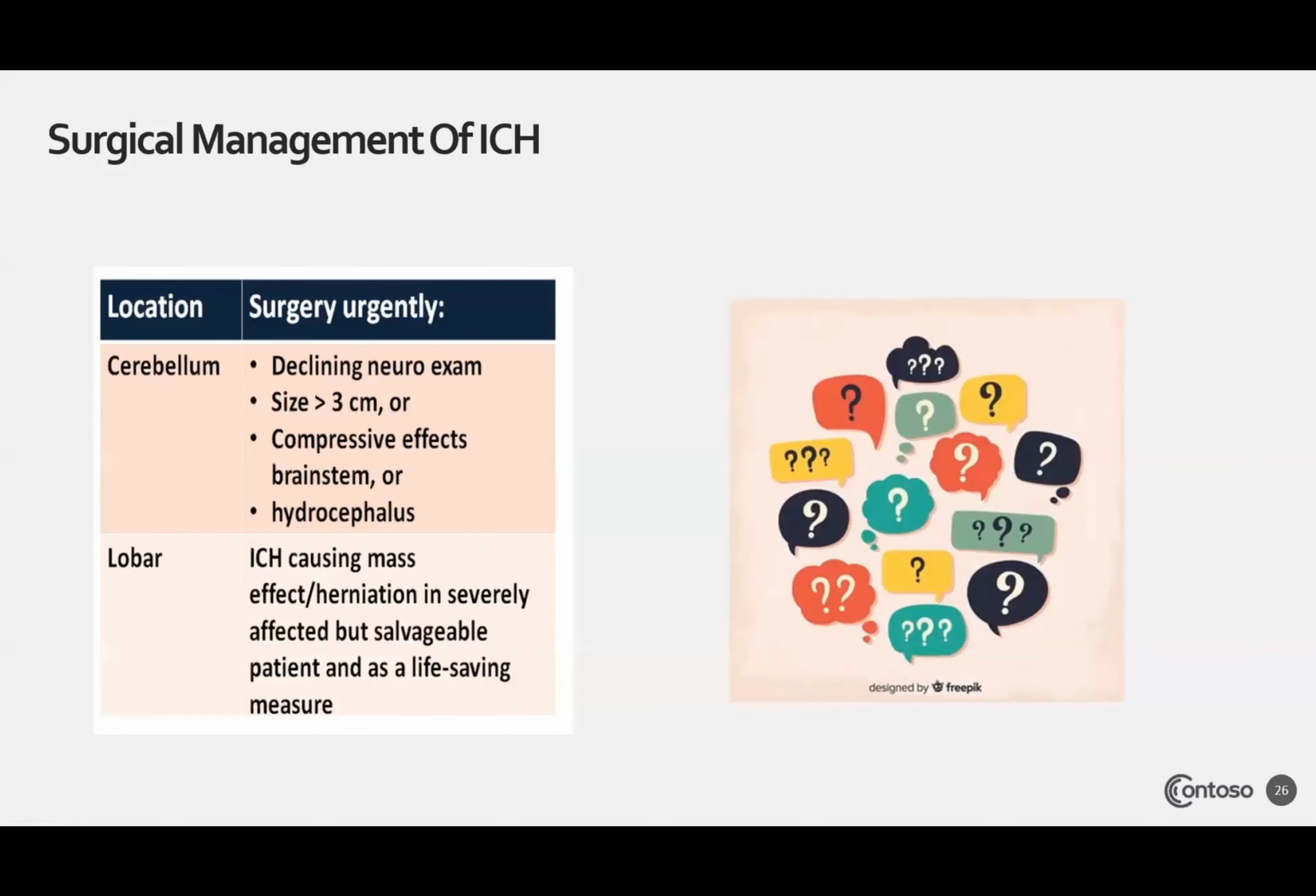So this is for cerebellum. The cerebellum guideline is very clear. Any cerebellar hematoma more than 3 cm causing mass effect or hydrocephalus, go for surgery with no further questioning. For the lobar or supratentorial, there are lots of studies that go either invasive surgical, like craniotomy or a decompressive craniectomy, or the minimally invasive, and we will go through them all.